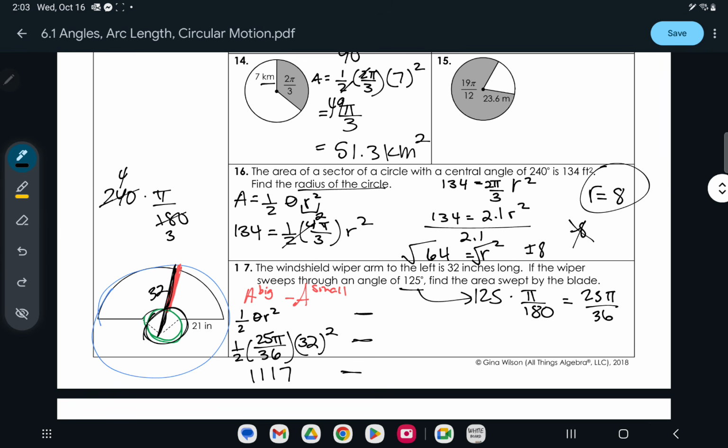Then I need to subtract the area of the small circle here. So I know the whole thing is 32 and the chunk here is 21. So the difference for this little r here is going to be 11. So 1/2 theta, same angle, so the 25 pi over 36, but my radius is now 11. If I plug that in the calculator, I get 132. So 1117 minus 132 is 985, and that's in inches squared. Right?